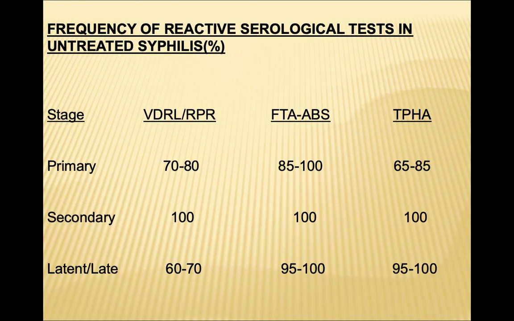So when you see all the serological tests, the frequency of the antibodies being detected in the various serological tests is as such. In the primary stage of the disease, the most, almost 100%, you can be sure you can get by FTA-ABS, you can pick up the antibodies. In the secondary phase of the disease, almost all the tests will pick up the antibodies. In the latent or the late stage, you have to do FTA-ABS and TPHA, which have a higher sensitivity of picking up the antibodies when compared to the VDRL or RPR.